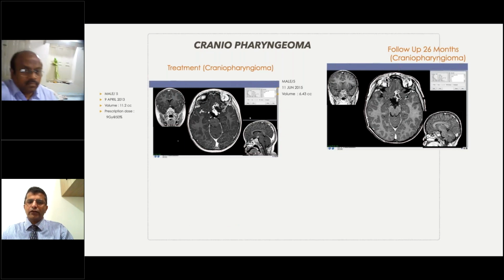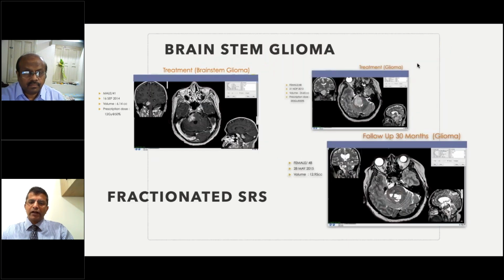This is also a craniopharyngioma case, with follow-up after 26 months. So there are brainstem gliomas. You can see that this is a patient with a glioma in the brainstem. We treated using fractionated SRS, and you could see the follow-up after 3 months.